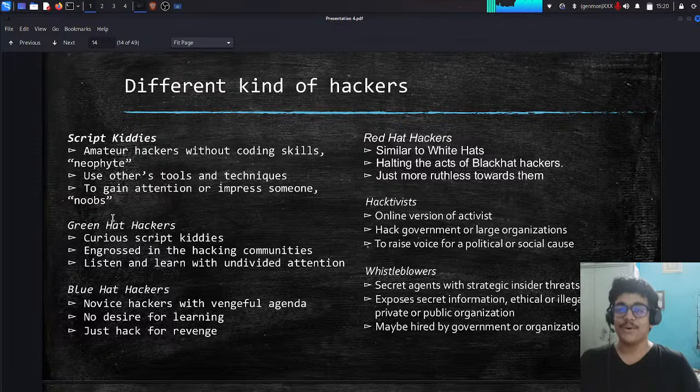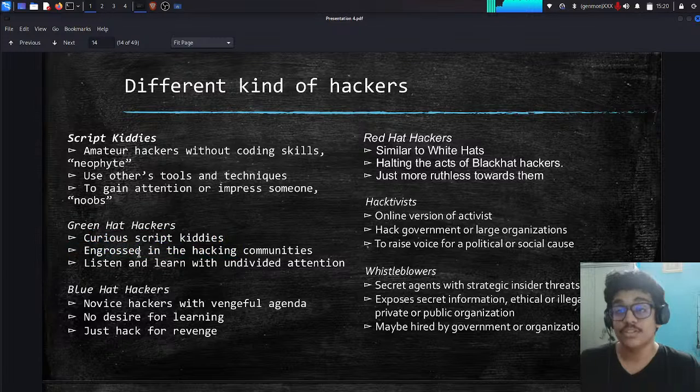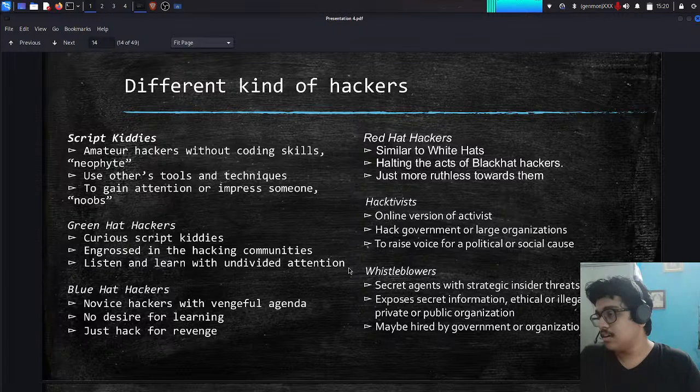Jokes apart. And then we have green hat hackers. They are curious script kiddies who do this stuff, but they are curious. They want to learn. They join hacking communities, for example Defronics. Different kinds of communities exist on Reddit and GitHub, and also Discord. We have many communities on Discord. So they listen and learn with undivided attention.